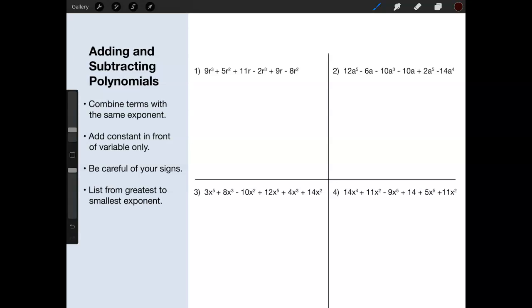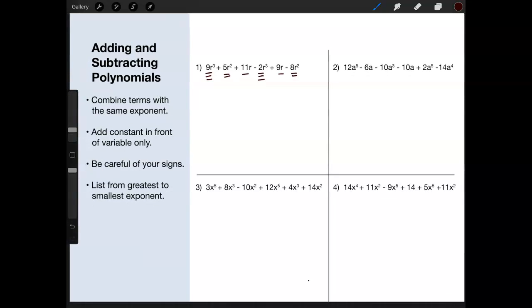For example 1, we have 9r cubed plus 5r squared plus 11r minus 2r cubed plus 9r minus 8r squared. I like to label each specific exponent with lines. And then when I am done, I know which to combine with which. So we're going to start with cubes. 9r cubed minus 2r cubed. We subtract the constant only, and we have 7r cubed.